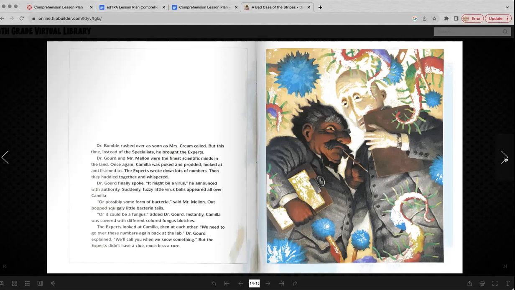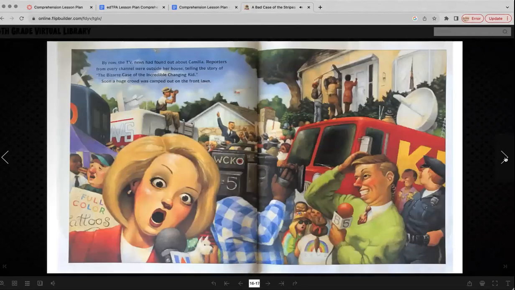The experts looked at Camila, then at each other. "We need to go over these numbers again and get them back to the lab," Dr. Gord explained. "We'll call you when we know something." But the experts didn't have a clue, much less a cure. By now, the TV news had found out about Camila. Reporters from every channel were outside her house telling the story of the bizarre case of the incredible changing kid. Soon, a huge crowd was camped out on the front lawn.